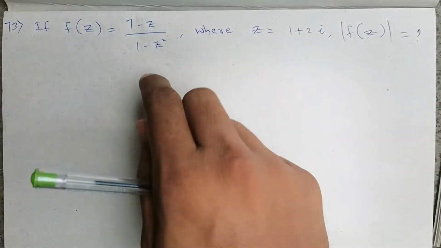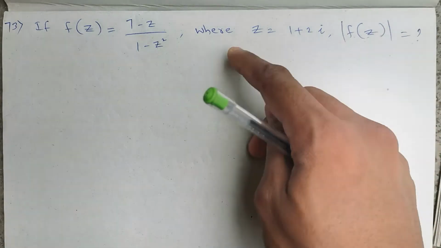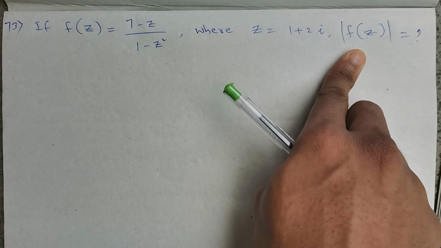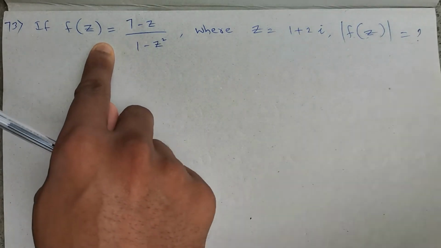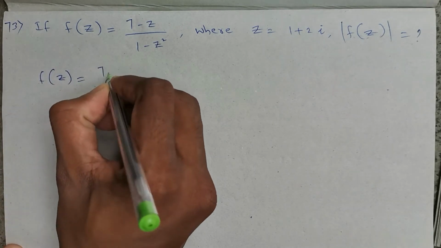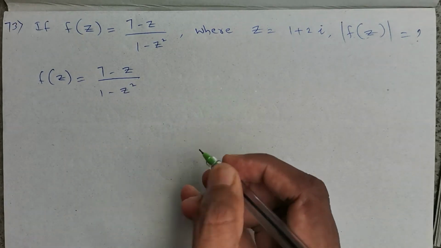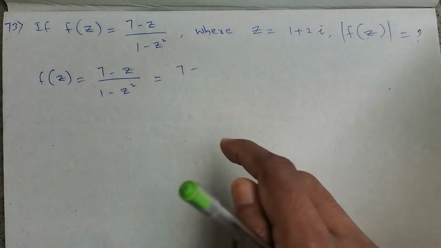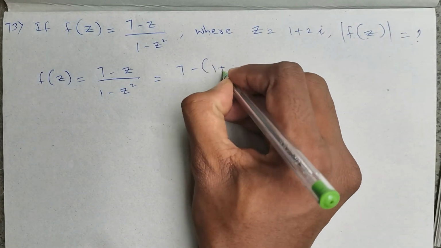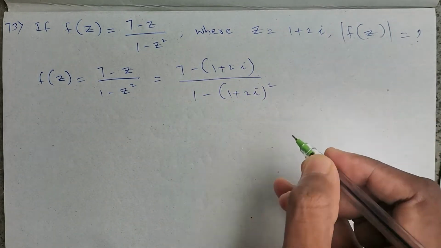Okay, the next question is, if f of z is equal to (7 minus z) divided by (1 minus z square), where z is equal to 1 plus 2i, then find the value of modulus of f of z. So here f of z is given as 7 minus z divided by 1 minus z square, which is equal to 7 minus, here in the place of z I will substitute 1 plus 2i, so (1 plus 2i) whole, divided by 1 minus (1 plus 2i) whole square.